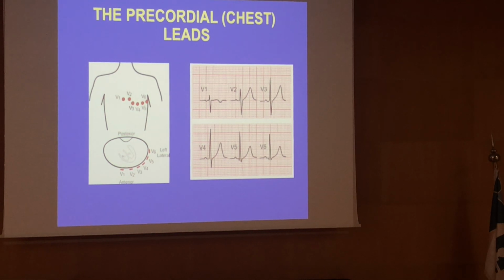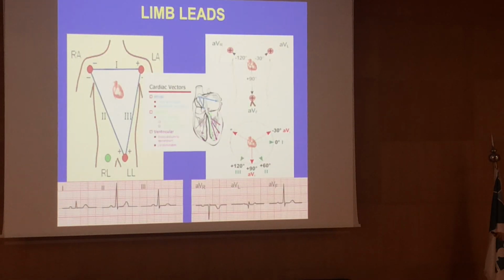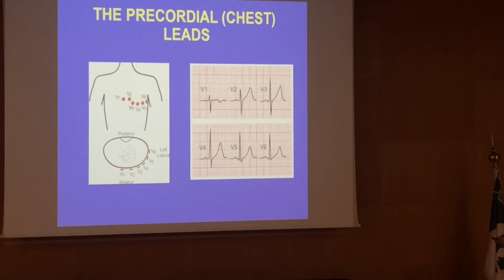Remember, the right atrium is like this. The sinus node is here, posterior. So it activates the right atrium. It goes towards V1. V1 is anterior of the chest. So the activity of the right atrium is going towards V1. So I have a small positive P wave.